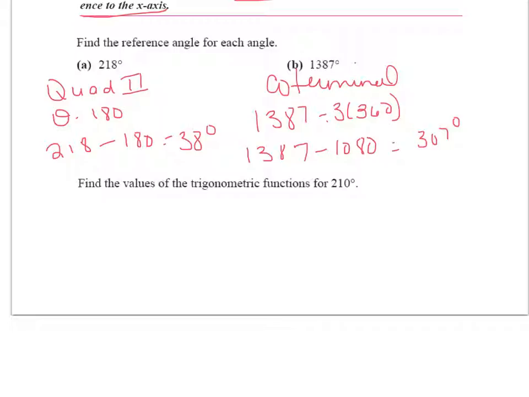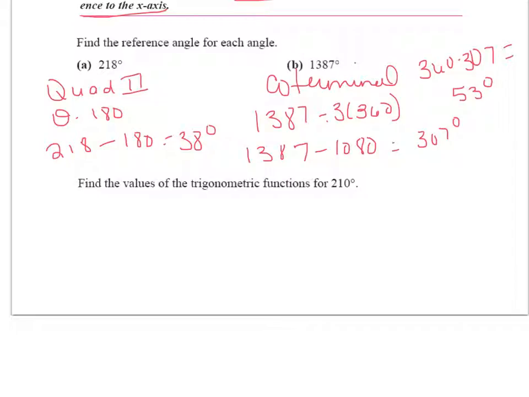So now we just take the coterminal angle and we subtract it from 360 degrees. So 360 minus 307 is going to give us 53 degrees. So the reference angle is 53 degrees. So this is when we're looking for the things that are non-acute angles, and we're not looking for exact values. So we have to be careful when we're looking for exact values.